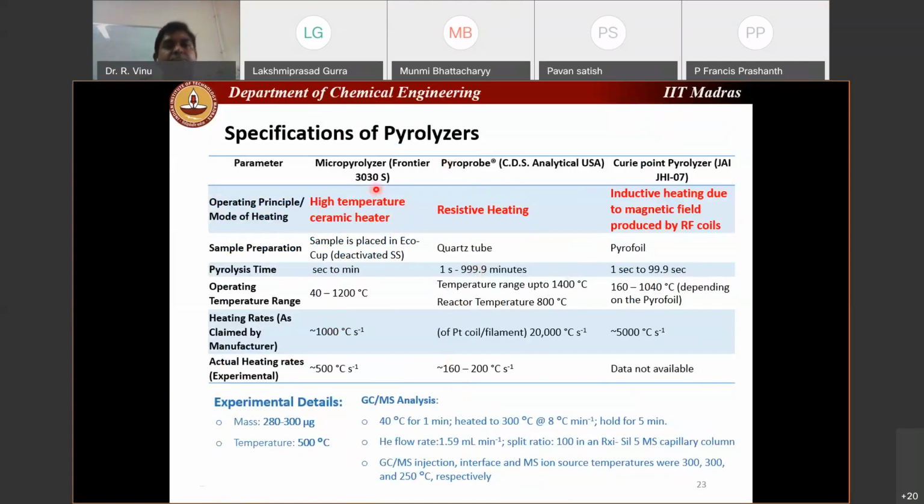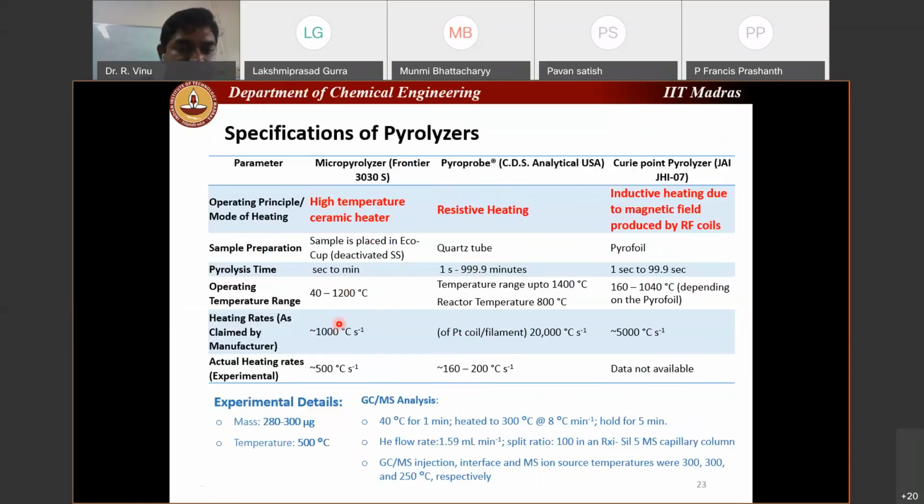Okay, so here I am giving a comparison of the three different pyrolysis setups. The micropyrolyzer uses ceramic heating, and I've shown that it heats by conduction and convection. The Pyroprobe is resistive heating, and this is inductive heating due to RF coils, right? The pyrolysis time can be varied, and the temperature range is quite equivalent in all.